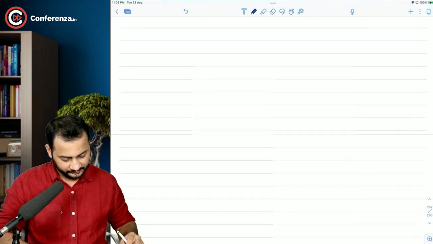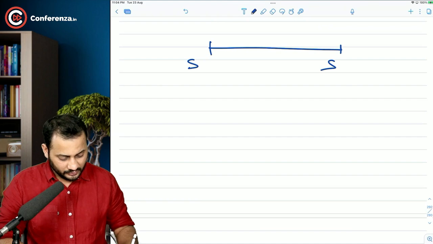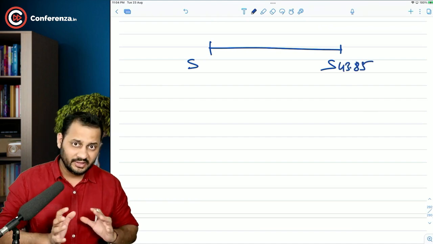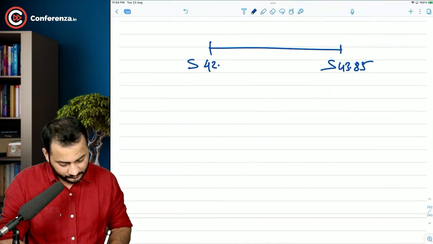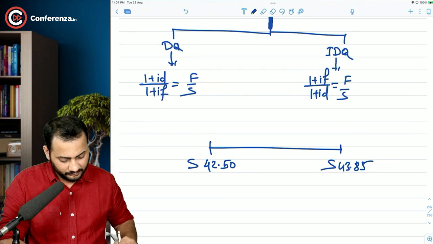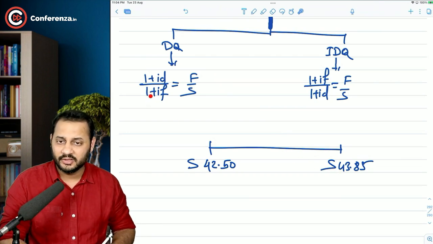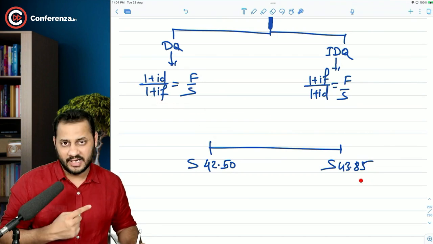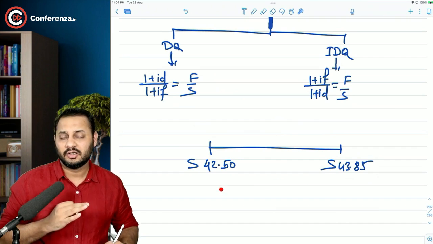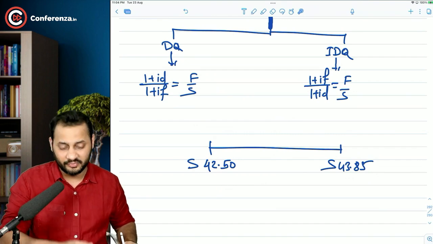I will just take it here. This is the spot rate, this is the spot rate. So this 43.85, since 1 year has gone, 42.50. According to purchasing power parity theory, based on the spot rate, we can calculate the forward rate. If this is the forward rate, the inflation of both the countries are included in it. What you can do is remove the inflation from that, and the rest of the rate will be considered as the real rate without any impact of inflation.